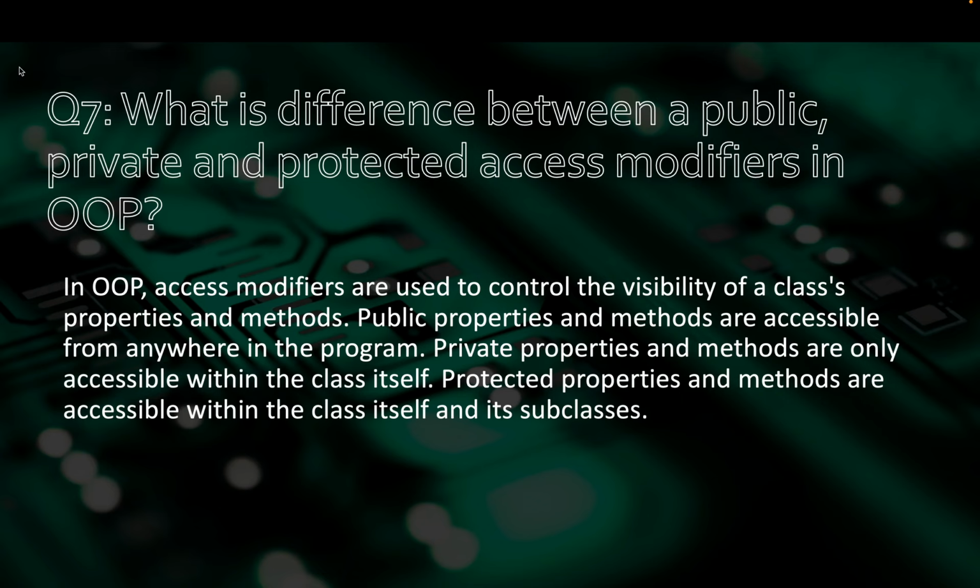Question number 7. What is the difference between public, private, and protected access modifiers in object-oriented programming? In OOPS, access modifiers are used to control the visibility of a class's properties and methods. Public properties and methods are accessible from anywhere in the program. Private properties and methods are only accessible within the class itself. Protected properties and methods are accessible within the class itself and its subclasses.